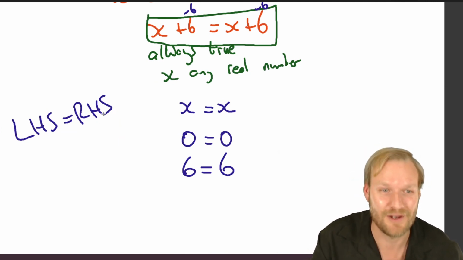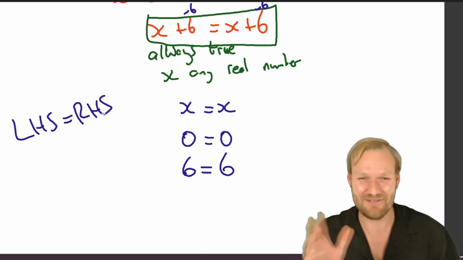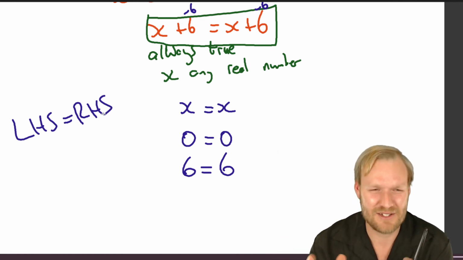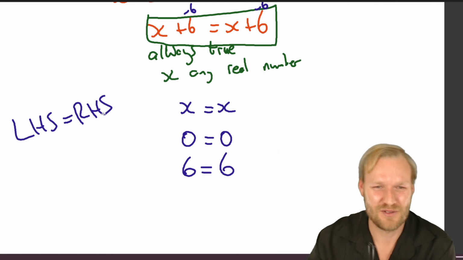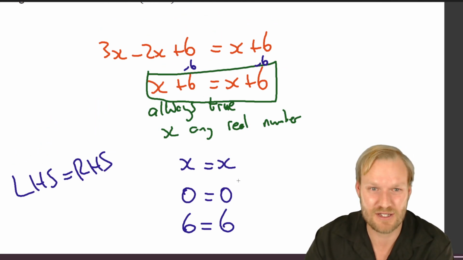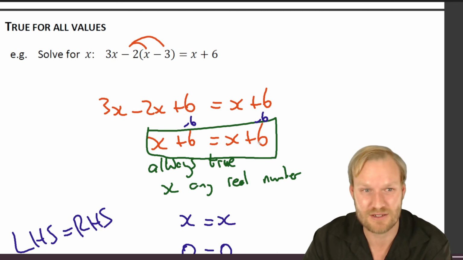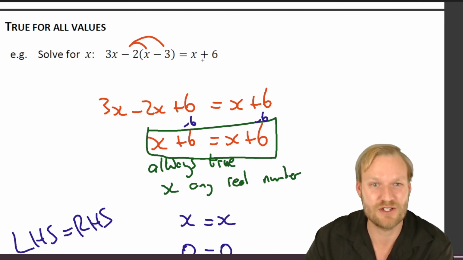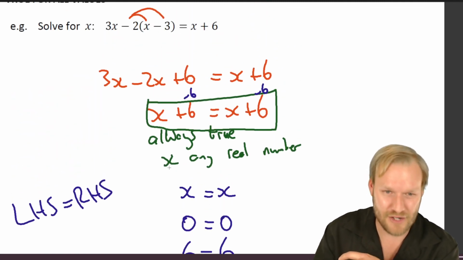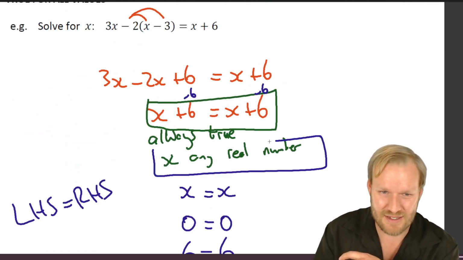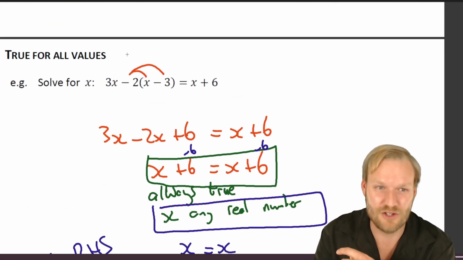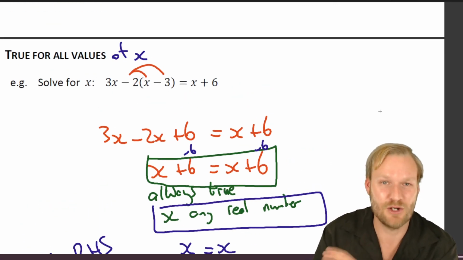What's going on here? So the left-hand side equals the right-hand side. In other words, it doesn't matter what x is. This is always going to be true. 0 is always equal to 0. x is always equal to x. 6 is always equal to 6. x plus 6 is always x plus 6. 3x minus 2 times x minus 3 is always x plus 6. So for this, however you write it, x is any real number. It's always true. True for all values of x. However you want to write that.